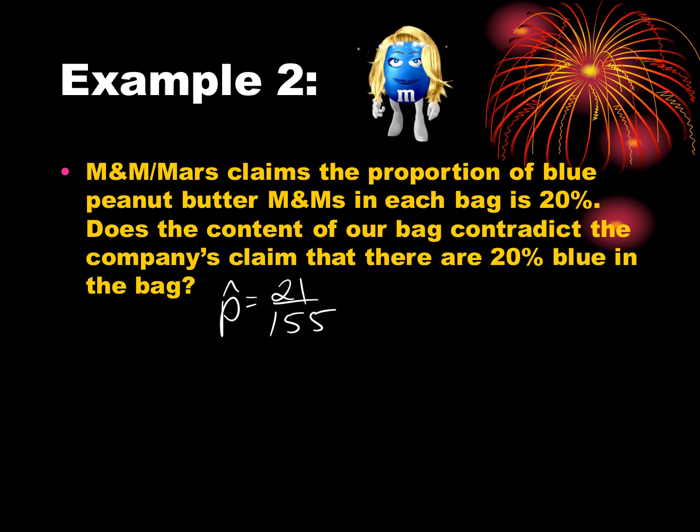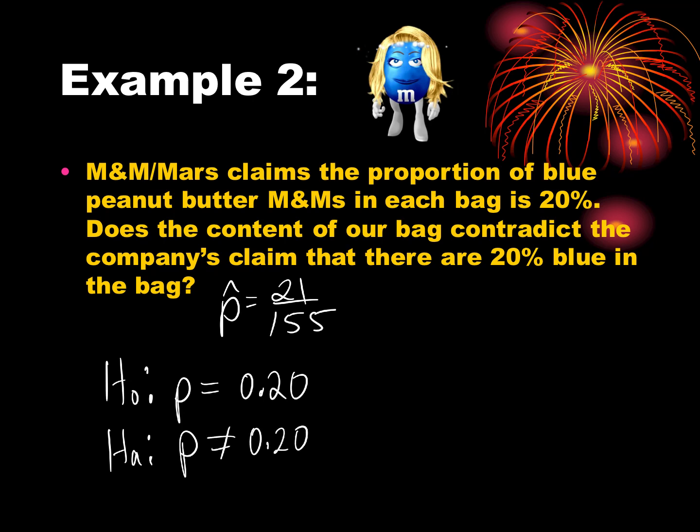So we are going to first start by writing our hypotheses. Our null hypothesis is that the company is telling the truth. What is their proportion that they claim? P equals 0.20, 20%. Our alternative, we're going to do a two-sided test for the practice, is that it's not equal to 20%. That it's either more or less. We don't know which direction, but we want to know if they're lying, so we're going to test it. Okay.